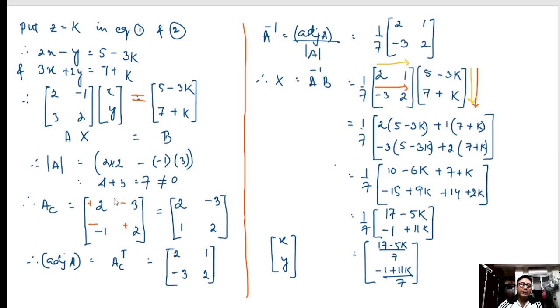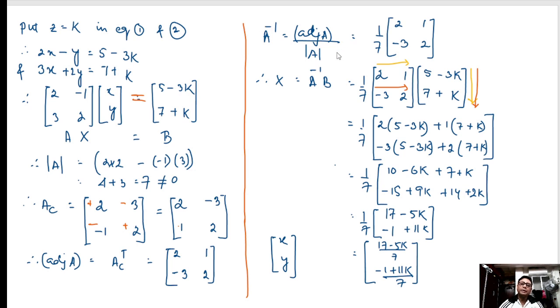Now it becomes this, so it becomes plus 2 minus 3 plus 1 and 2. Now find the adjoint of A, which is done by finding the transpose. So first row will become the first column, second row will become the second column. Clear?